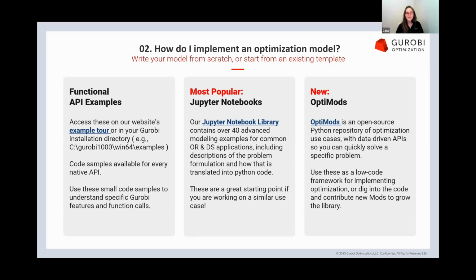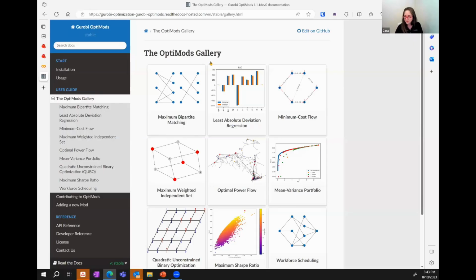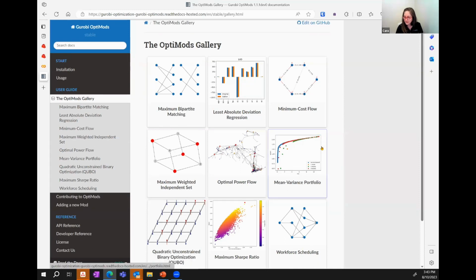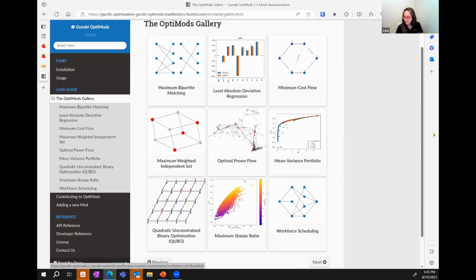Okay, and last we have the OptiMods. This is a new open source Python library that we've just released. Here you have a selection of different OptiMods or OptiModels that you can pull from. Really, it lets you start using the model quickly, and you can just focus on the data input-output, but get the results from the model for your application right away. I'll just show you the documentation for this really quick. Here's the gallery, and these are the mods that we've already implemented.